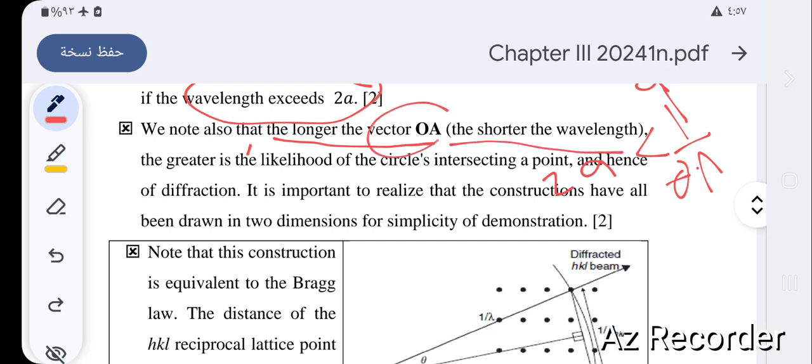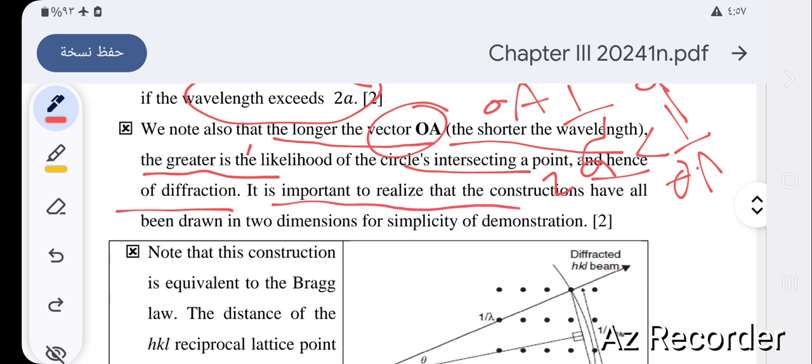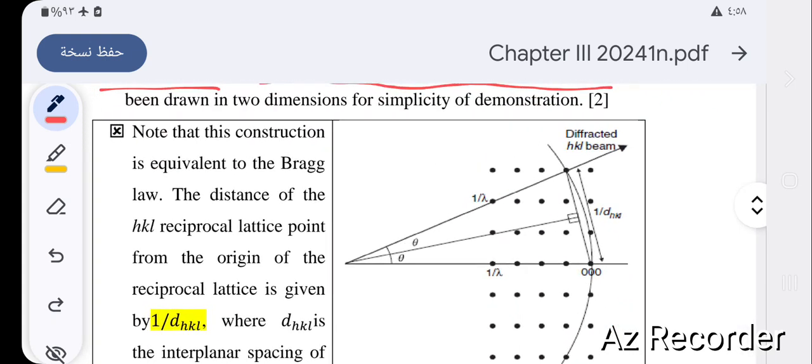We note that أيضا the longer vector OA the shorter wavelength. كل ما زاد طول هذا، علاقة عكسية بين OA وواحد على لامدا. طبعا يقول لي the greater is the likelihood، يعني احتمالية أن السيركل intersecting point لما أزود وأنقص الويف لينث، تختلف احتمالية التقاطع مع النقاط أيضا، وبالتالي عملية الديفراكشن ستختلف عندي هنا. وشفنا أهمية أننا نعمل كونستراكشن لهذا السفير أو 2 دايمنشن من باب التسهيل عشان أقدر أحصل على الديفراكشن.